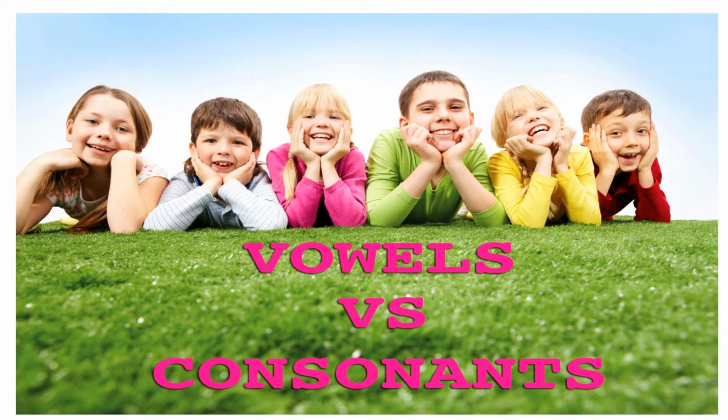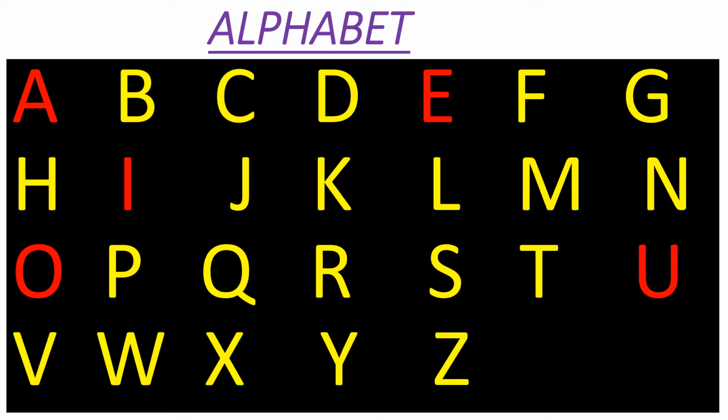Today, we are going to learn vowels and consonants. Let's start. There are 26 letters in the English alphabet family. Out of those 26 letters, there are 5 special letters in the English alphabet.